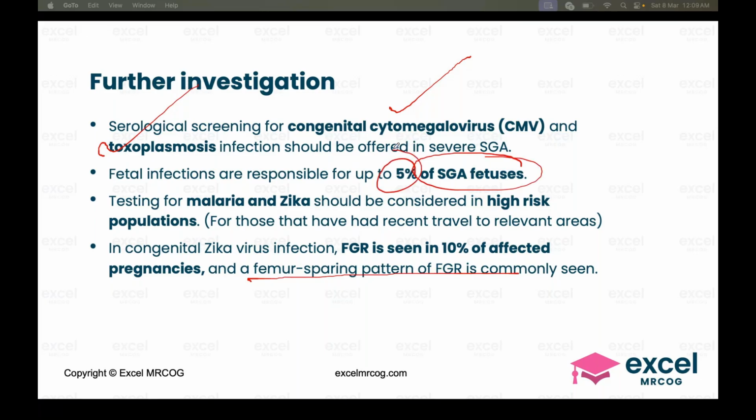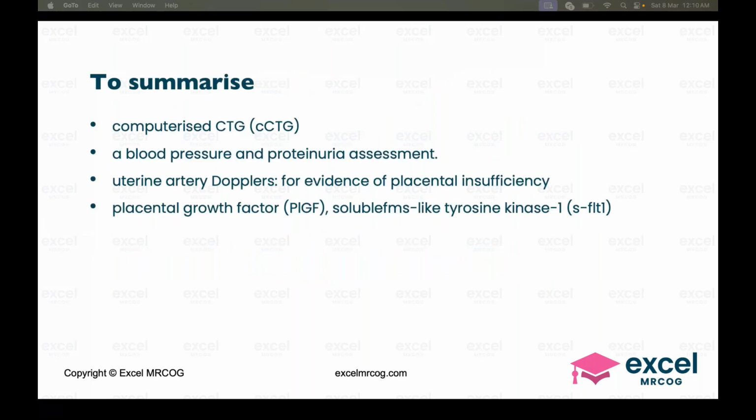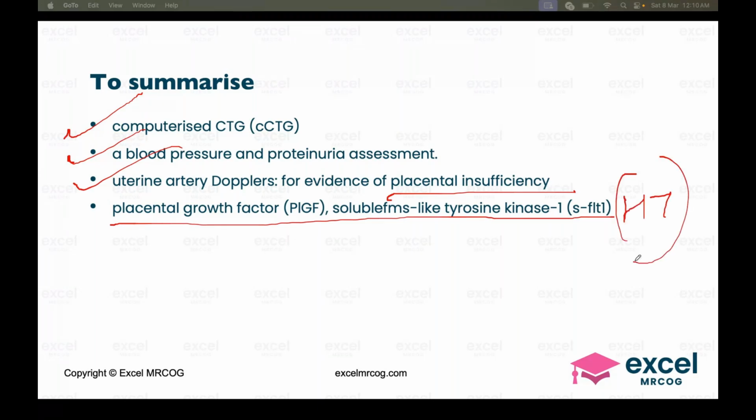All right. Most SGA, FGR, remember, is because of placental problems. Okay, so very little is because of chromosomal causes, and your 5% is because of fetal infections. Now, to summarize, what do we offer? A computerized CTG, blood pressure, proteinuria assessment. Uterine artery Doppler is only offered for evidence of placental insufficiency if it is not done already. Placental growth factors and soluble FMS-like tyrosine kinase only in hypertension. So these are the investigations that you would offer.